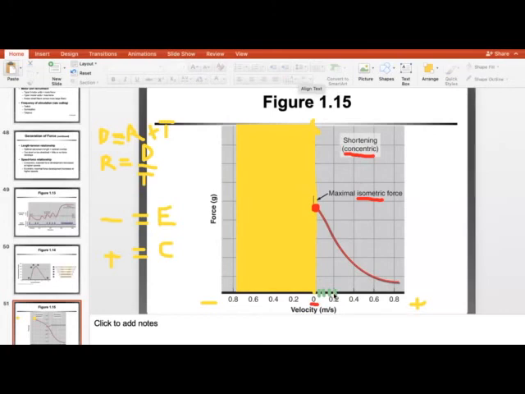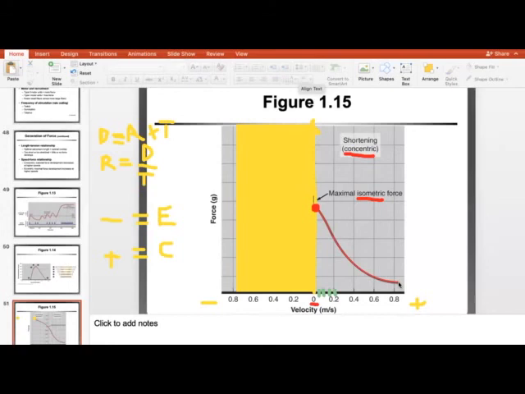That's why if you do a bicep curl and you have a lot of weight, you're not going to do the bicep curl very fast. It's going to be slow. Because the way that your muscles fire concentrically is that it can produce the most amount of concentric force at low velocities. The faster and faster you move your muscle in a concentric contraction, the less force you can produce.